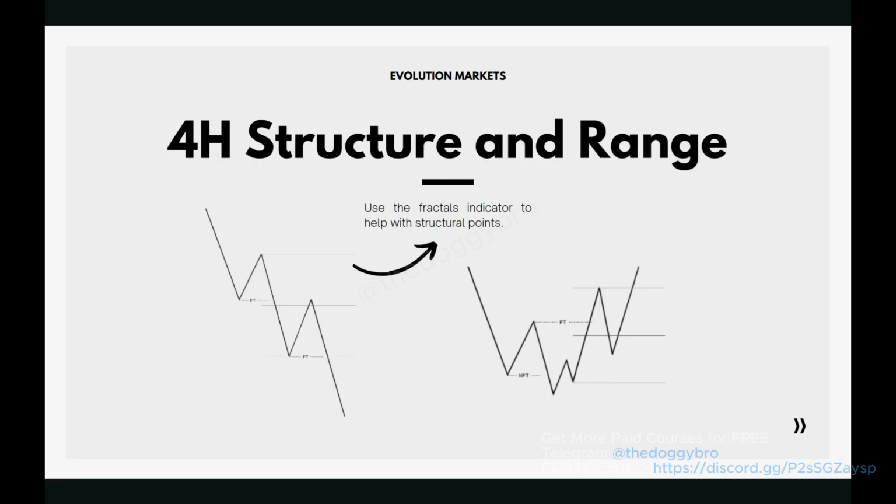So next up is the 4 hour structure and range. Now, what we like to do here is we like to use the fractals indicator on the 4 hour to help with structural points. And we basically use the horizontal ray bar and follow these structural points. So we know where the highs and the lows are, we know where premium and discount is, and where is the prime time to be buying and the prime time to be selling.